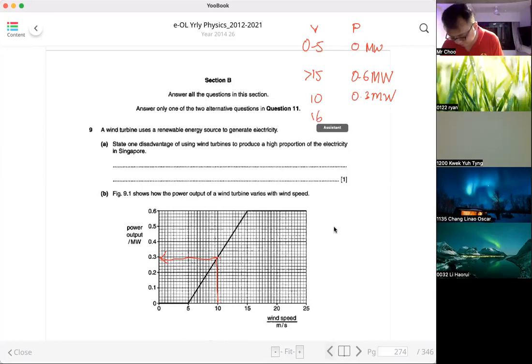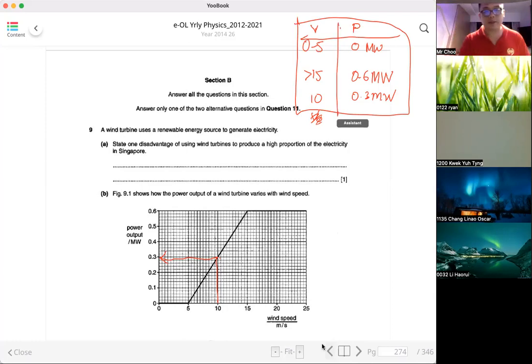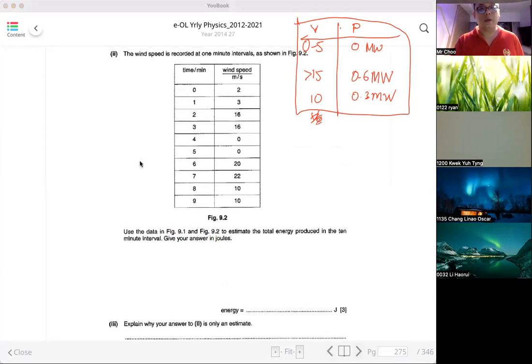If it's 16, it doesn't matter. So this is all you need to know. The 3 values here. This is the speed and the power. Okay, let's look at the question now. Based on this data, can you find out what is the total energy produced in the 10-minute interval in joule? Okay, begin now.